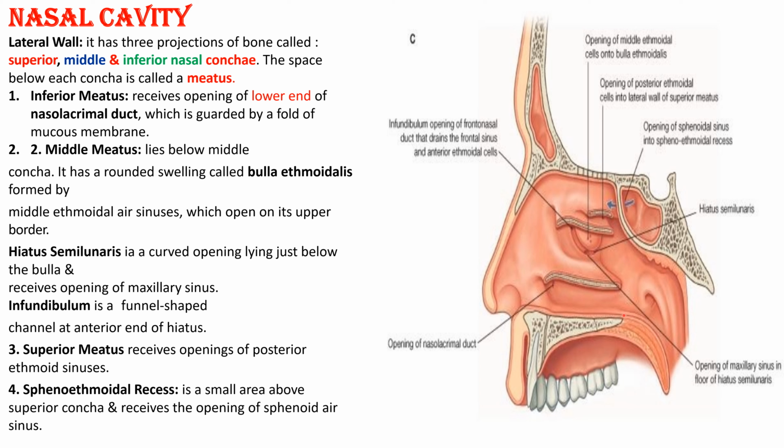So this is all in the lateral wall of the nose, receiving drainage from the frontal, the ethmoidal, the sphenoid, plus the maxillary sinus and nasolacrimal duct. So five openings in the nasal cavity, which receive secretions from these sinuses, plus the eye through the nasolacrimal duct.